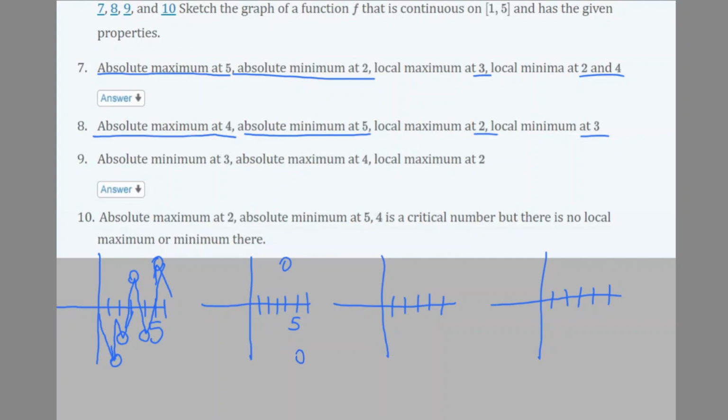Minimum at 5 is going to be down there. Local maximum at 2, that's going to be right here. And then a local minimum at 3, that's going to be right here. So let's draw the graph out now.